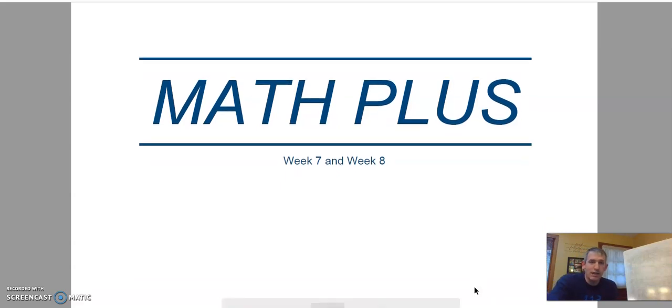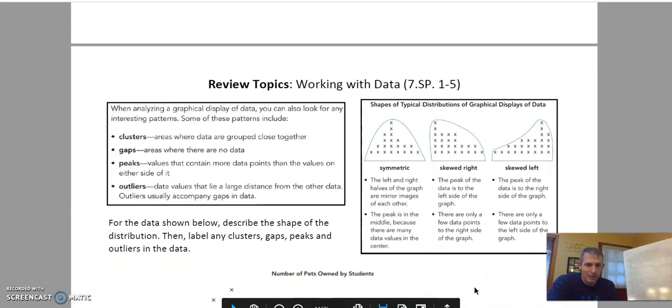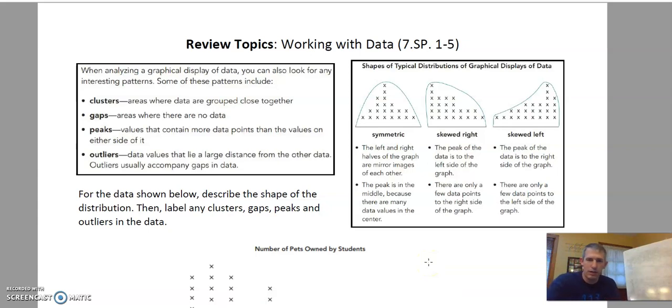All right, so I'm looking at this Math Plus for week 7 and 8. The first thing we see is working with data. Okay, now if you were in the honors class, you saw this. If you were not, if you're in a regular math core class, you didn't see this because this is what we were going to cover when we got back from spring break. So this is great if you're going through this because that's going to help you next year when you guys review this. Okay, so working with data.